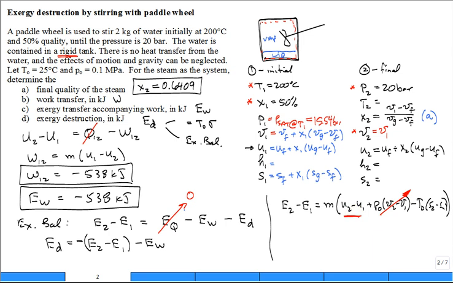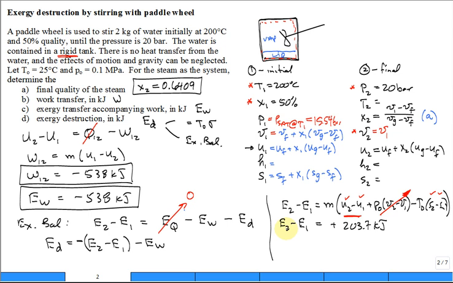Because it's a rigid tank and the specific volumes are the same. Okay, but what we have to do is get our U2 and U1, and our S2 and S1, and stick them into this equation. And E2 minus E1 is a positive 203.7 kilojoules. Before we go on, let's take a look at this number.